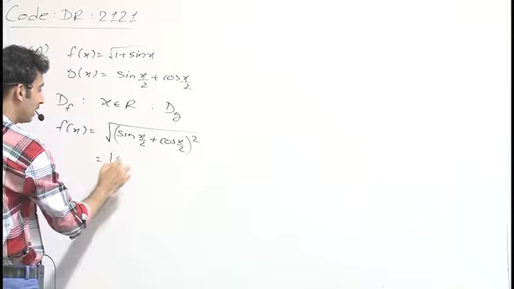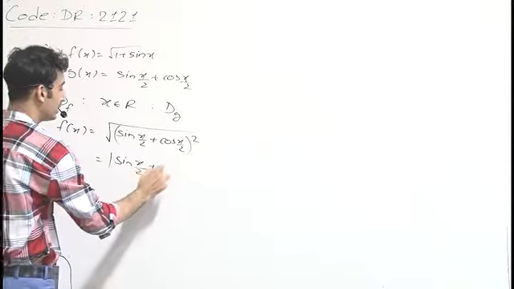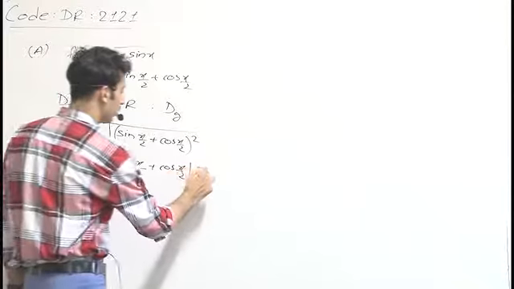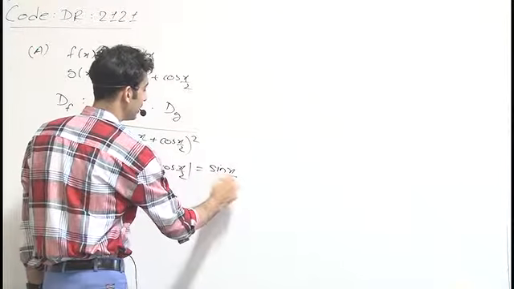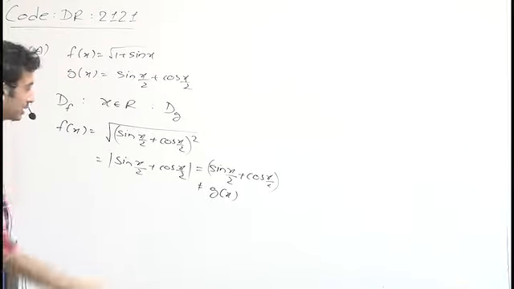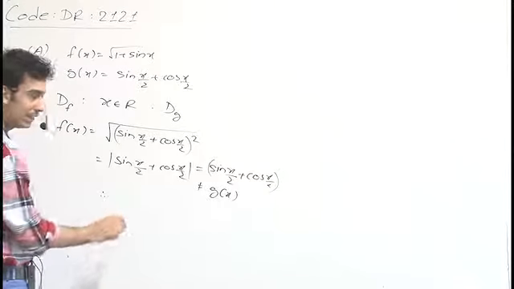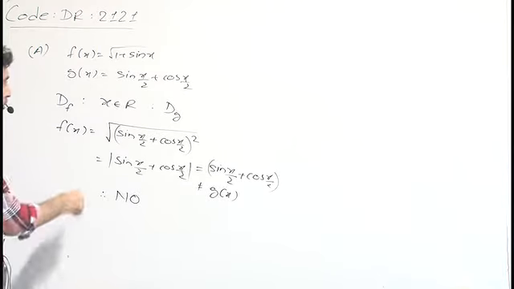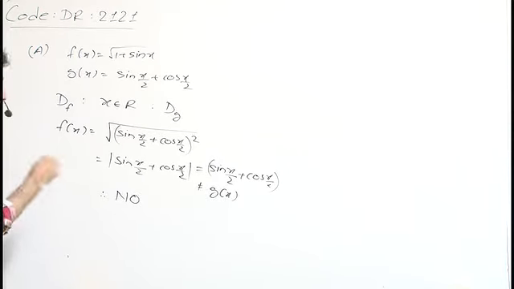So this can be written as mod of sin(x/2) plus cos(x/2), which cannot always be written as sin(x/2) plus cos(x/2). So it is not equal to g(x). So f(x) and g(x) are not identical functions. So the answer is no. The first pair does not represent a pair of identical functions.